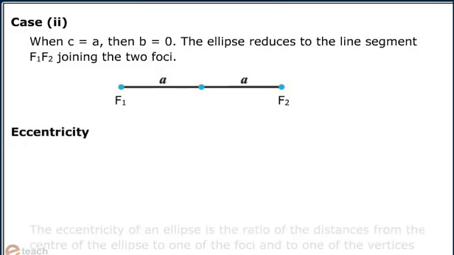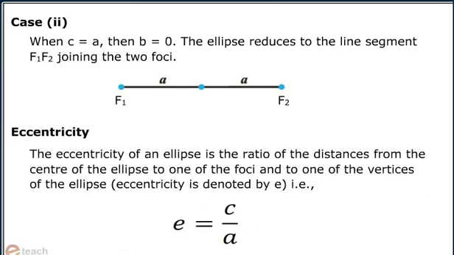Eccentricity. The eccentricity of an ellipse is the ratio of the distance from the center of the ellipse to one of the foci and to one of the vertices of the ellipse. Eccentricity is denoted by e, that is, e = c/a.